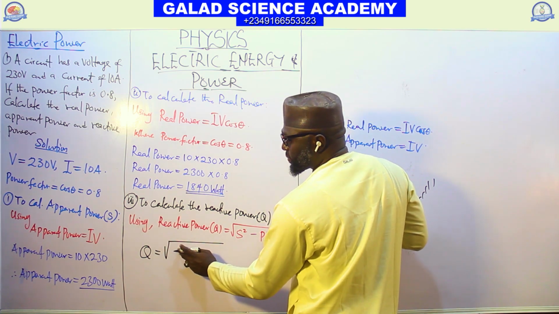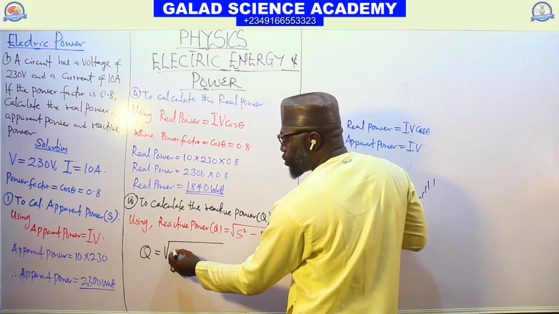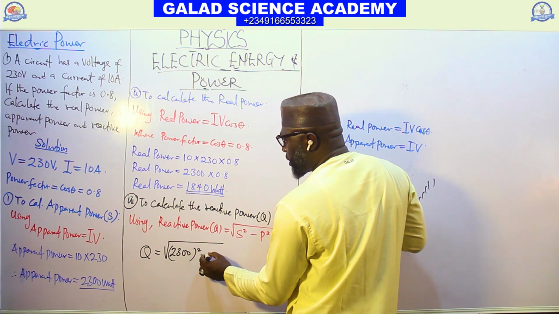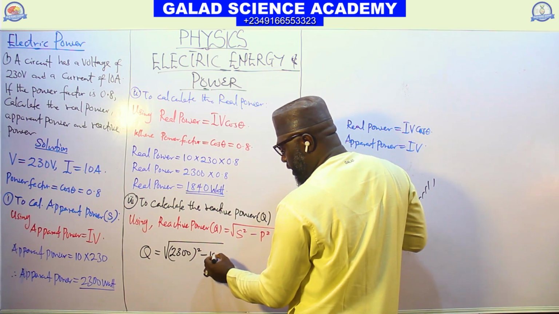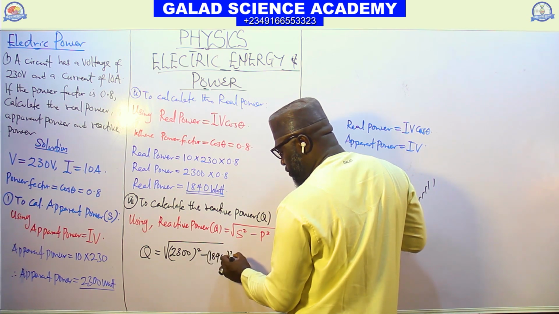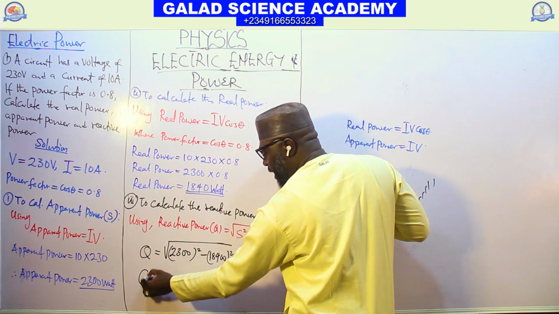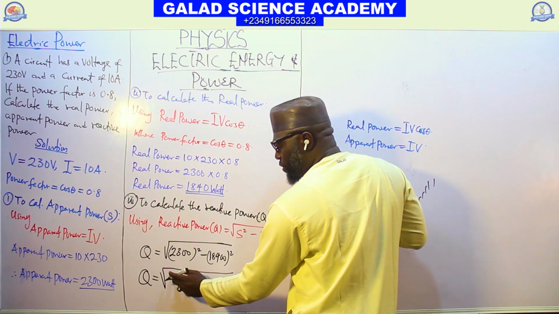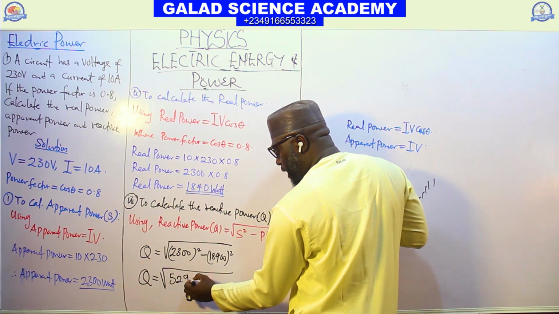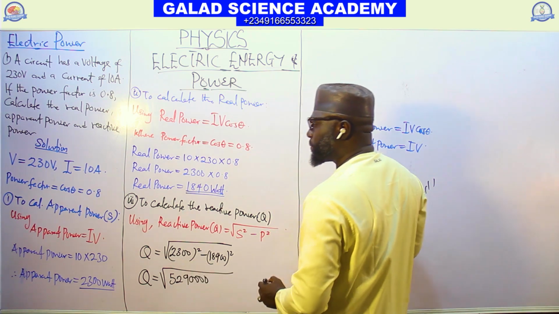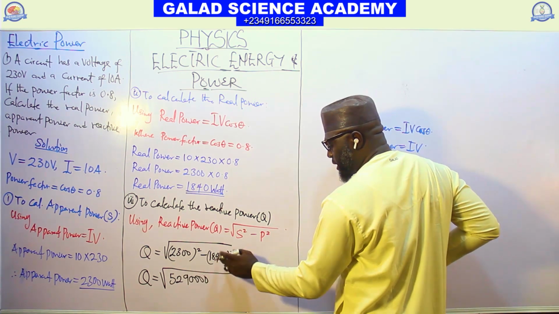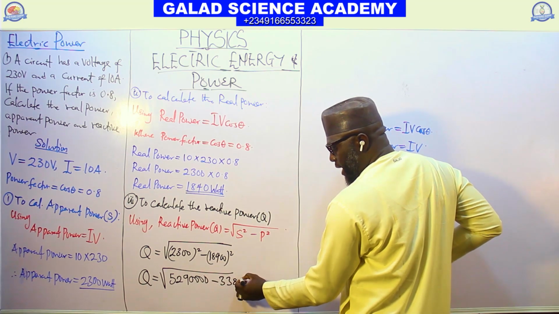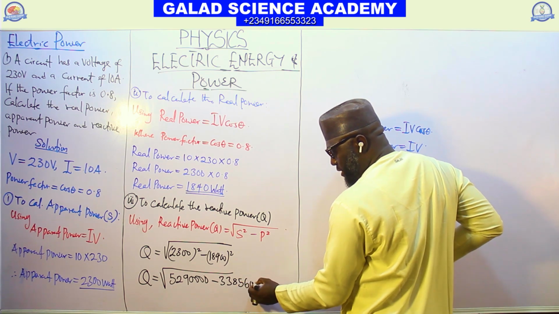What is my S? S is 2300, everything squared, minus this, 18400, everything squared. If I press the calculator, squaring this gives 529000, minus the square of 18 400, which gives 3385600.